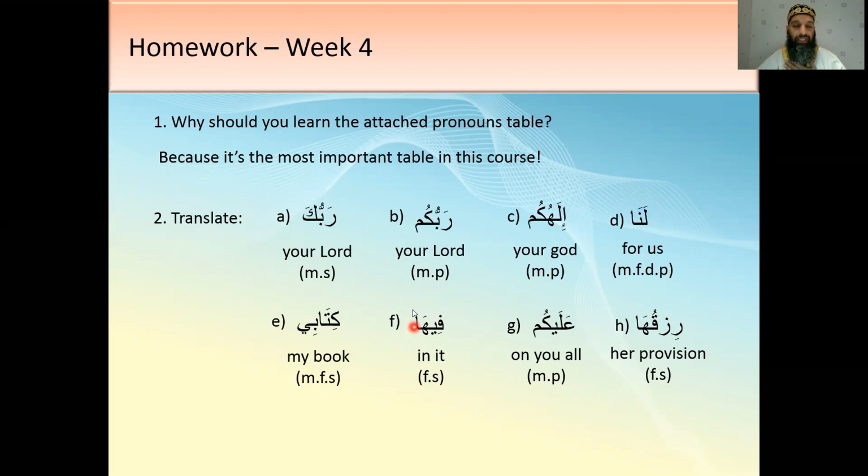Fiha means in it or in her, depending on what is being talked about. If Jannah, then fiha, in it. If we're talking about a female, then in her.